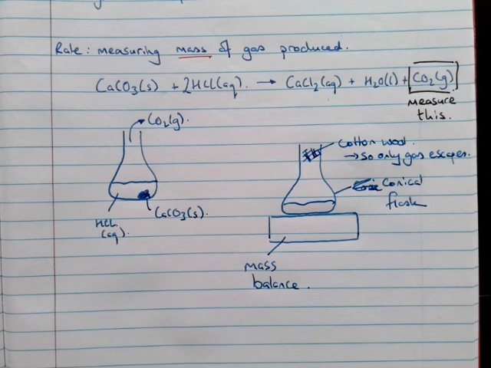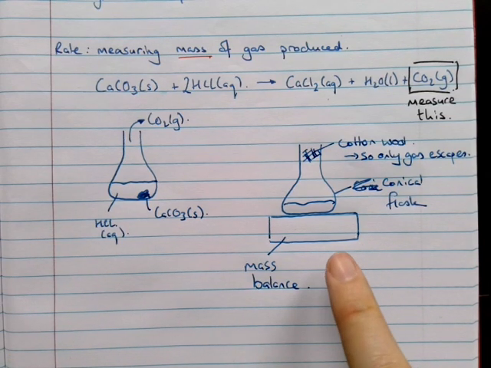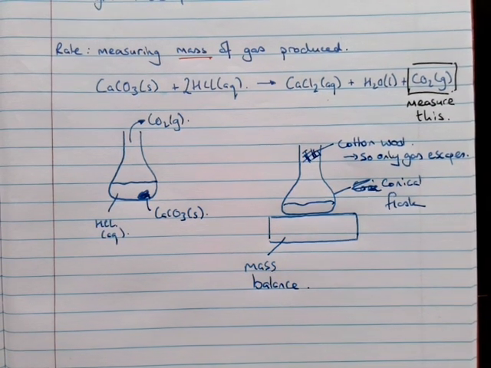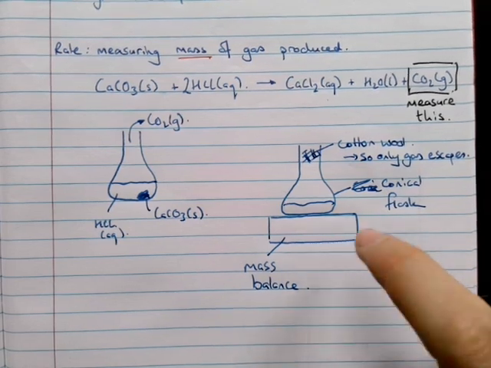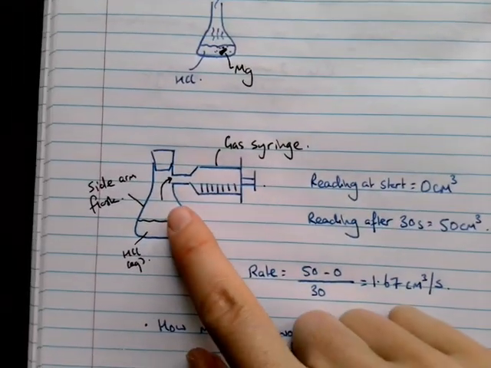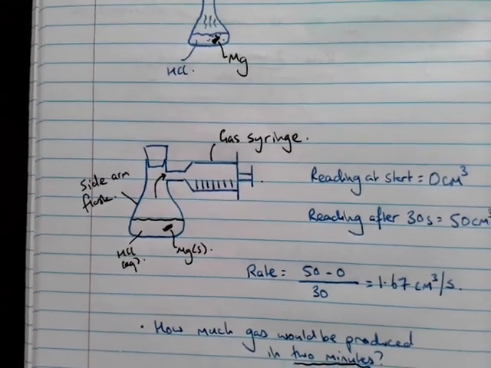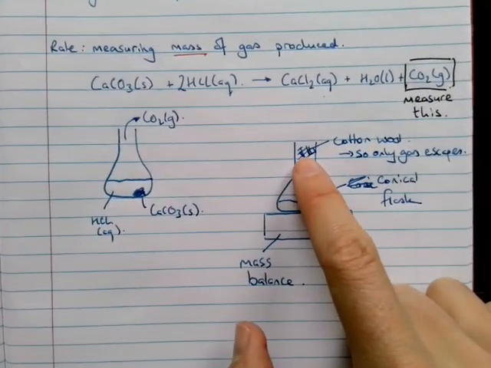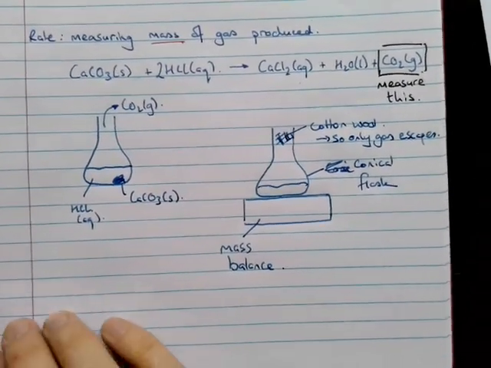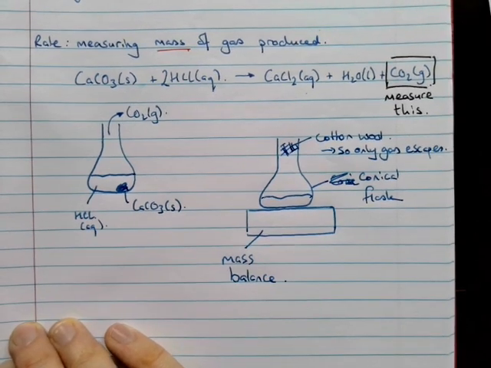Now you will need to be able to draw all of these experimental setups. We'll do the experiments, which will help you remember, but you need to be able to draw it, label it, and rationalize it. Why do I need the cotton wool here? Well, you need the cotton wool there so that only gas escapes.